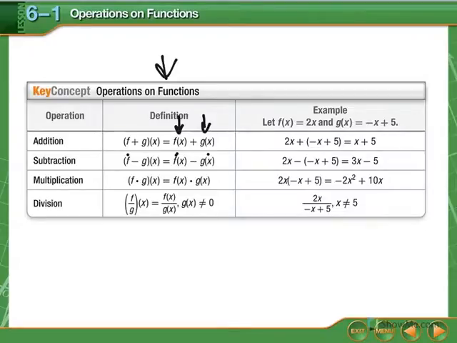This one says f times g of x. That means you take these two functions and you multiply them together. And then f divided by g of x is where you take your two functions and divide them. And here are examples of what that means. And we're actually going to try our own examples here in just a second.